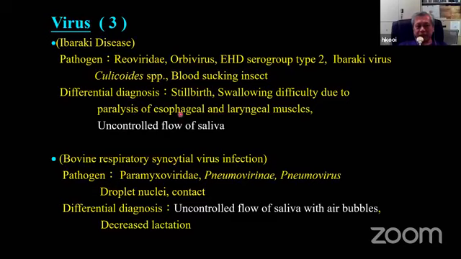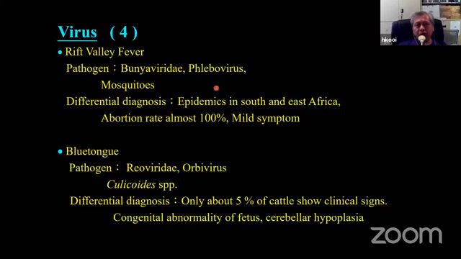So what's the difference between these two? Ibaraki has uncontrolled flow of saliva. That means it is due to the swallowing difficulty, paralysis of the esophagus and laryngeal muscle, so they cannot swallow. And here it is with air bubbles. It's a paramyxovirus. Okay, so if you see the saliva with a lot of air bubbles, then maybe this might be bovine respiratory syncytial virus. But if it is only saliva, maybe it might be Ibaraki.